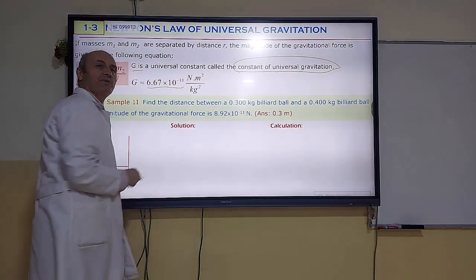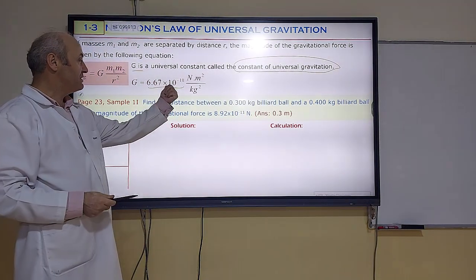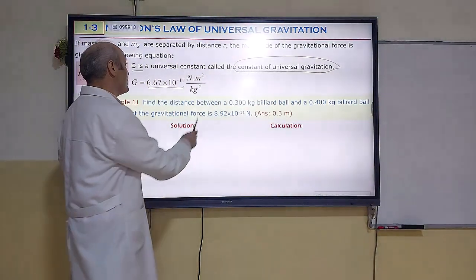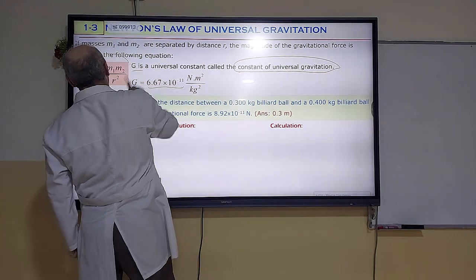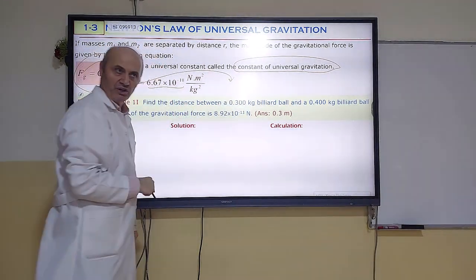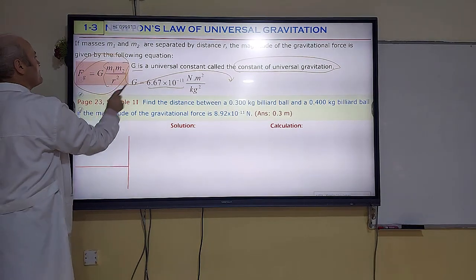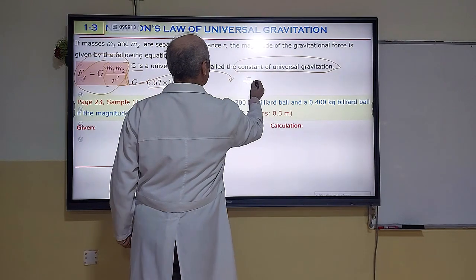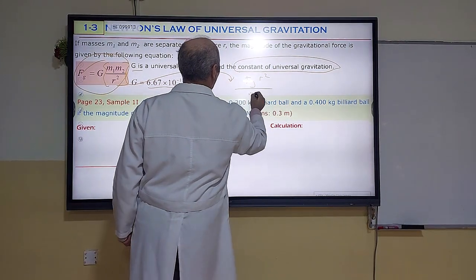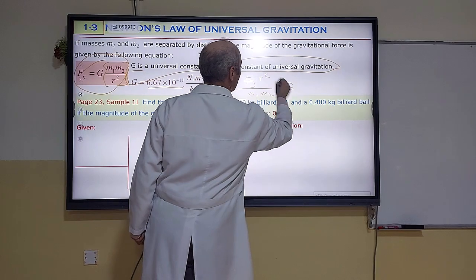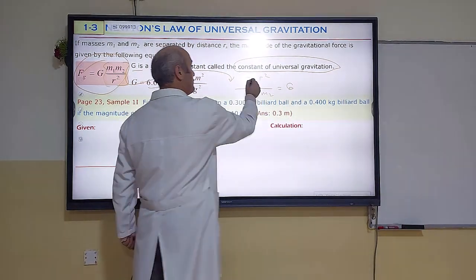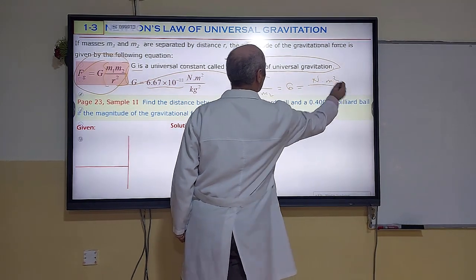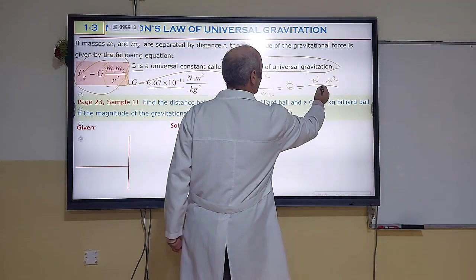Its value is 6.67 times 10 to the power negative 11. Its unit is also in this equation: Newton times meter squared per kilogram squared. We can find this unit by rewriting the equation for G. We transfer m1 times m2 divided by r squared to the other side by flipping, so G equals Fg times r squared divided by m1 times m2. Then I can get its unit. Force is Newton, r is meter squared, m1 is kilogram, m2 is kilogram, kilogram times kilogram.